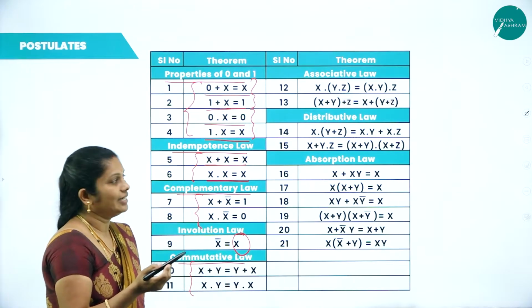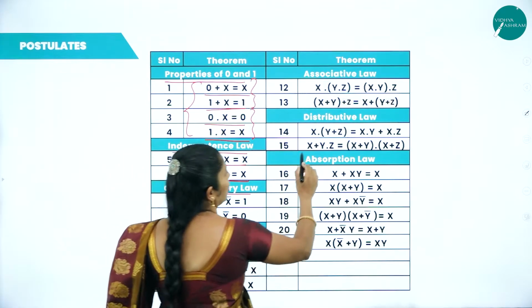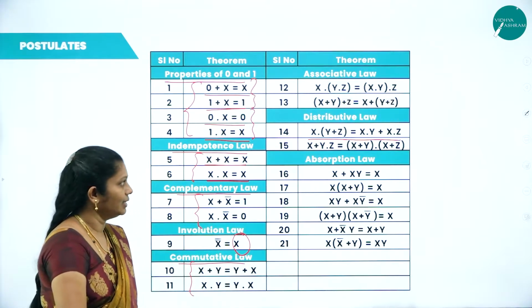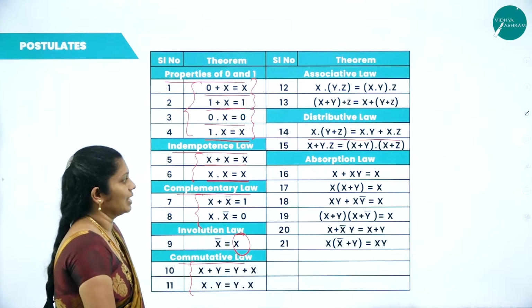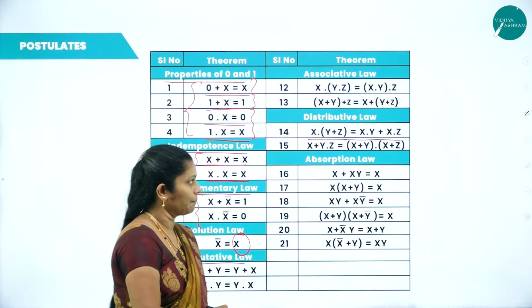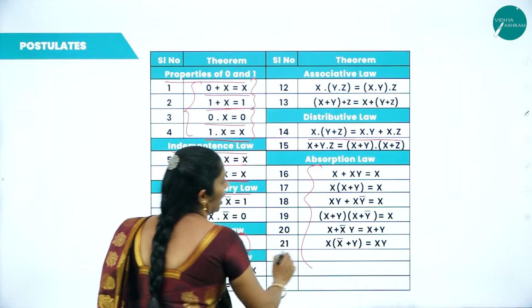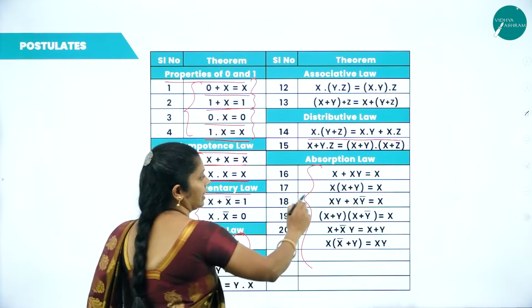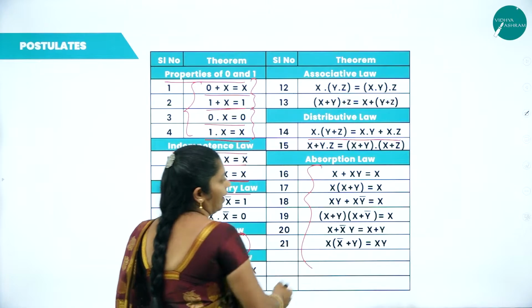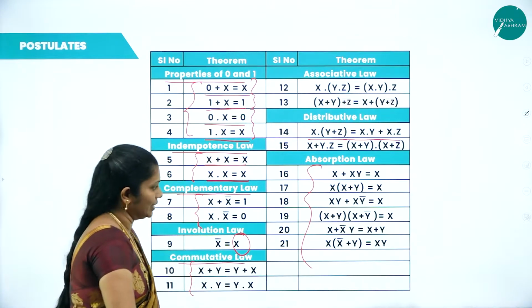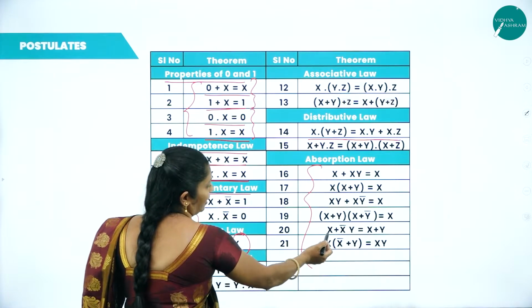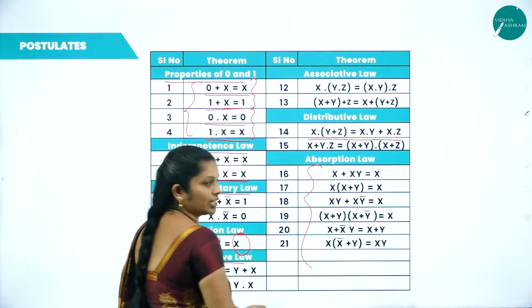Then the next one, the distributive law. Under the distributive law, x into (y plus z) is the same as xy plus xz, and x plus yz is the same as (x plus y) into (x plus z). Then these are a few absorption laws: x plus xy equals x, then x into (x plus y) equals x, xy plus xy bar equals x, (x plus y) into (x plus y bar) is x, and x plus x bar y equals x plus y.